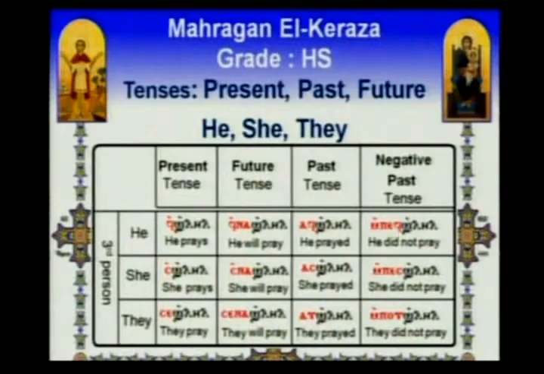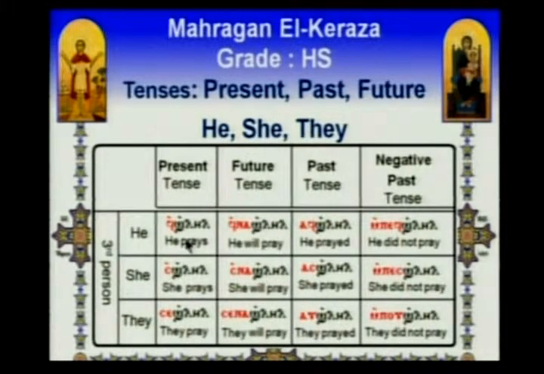The next one would be the third person, which is he, she, and they. The first column here is the present tense, and as I said, we have discussed this in grades 6, 7, and 8, so you have to review it. In essence, for the present it is F eshlil, means he prays, S eshlil, which means she prays, and Se eshlil, they pray.